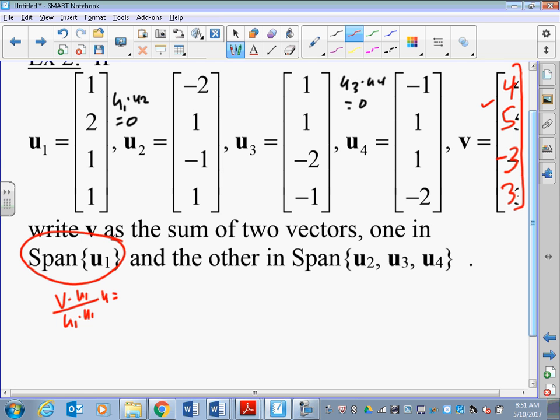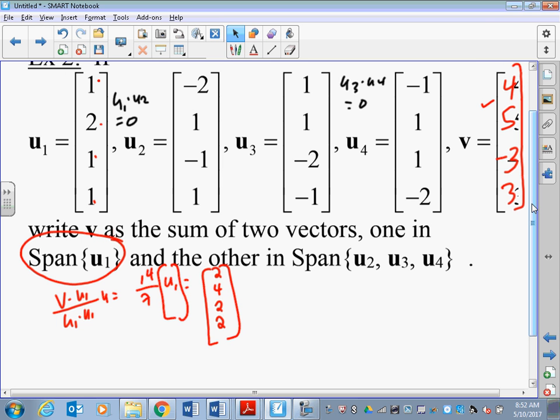Yes, I hadn't done that. So, what? 14. Okay. So 14 over, what's U1 dotted with U1? U1 dotted with U1. That's okay. 4, 5, 6, 7. So it's going to be 2 times U1. All right, and now, since it's going to be 2 times U1, that is just going to be 2, 4, 2, and 2. So we have a vector that's in the span of U1.